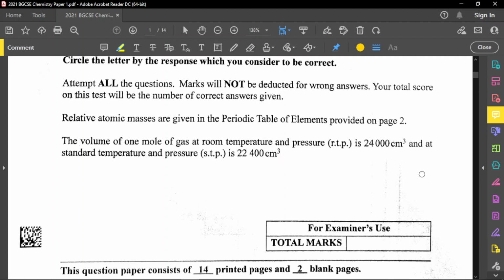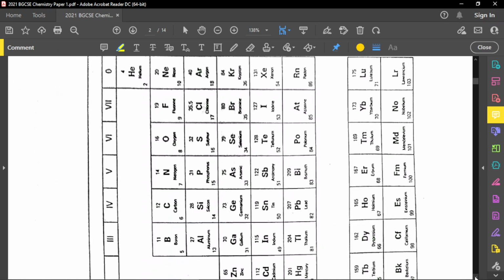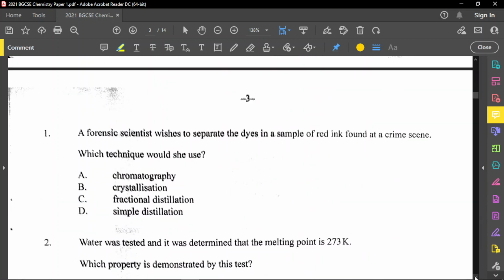Once you go through the instructions, please make sure you understand them well. If you do not understand them, please ask the examiner to explain before you start the examination. Also, they typically give you a periodic table, which is very nice of them, because you can use the periodic table to guide you in answering certain questions as well. So that's very important there.